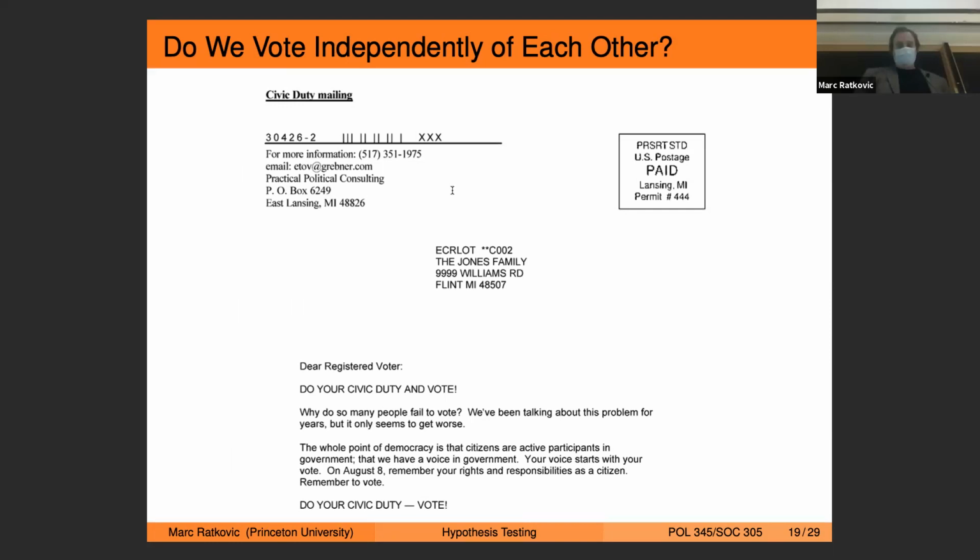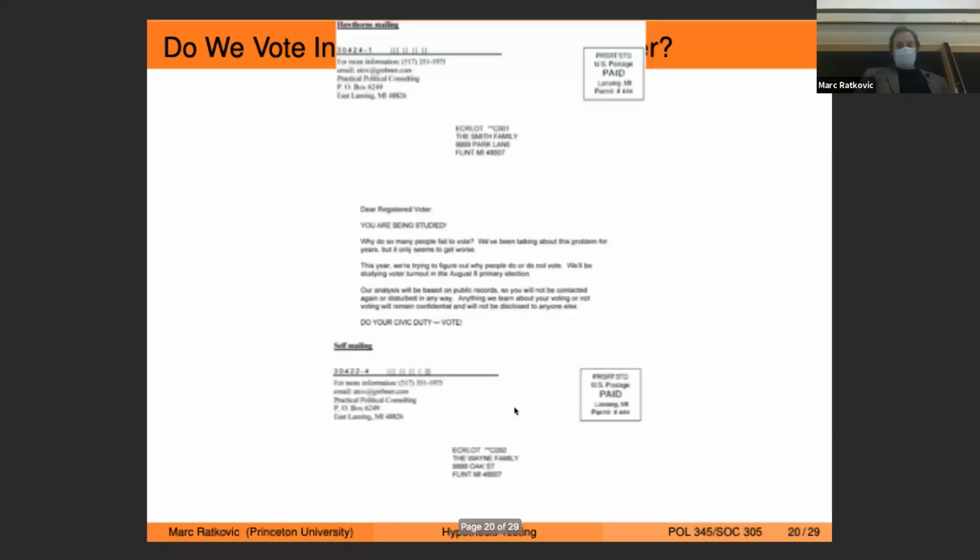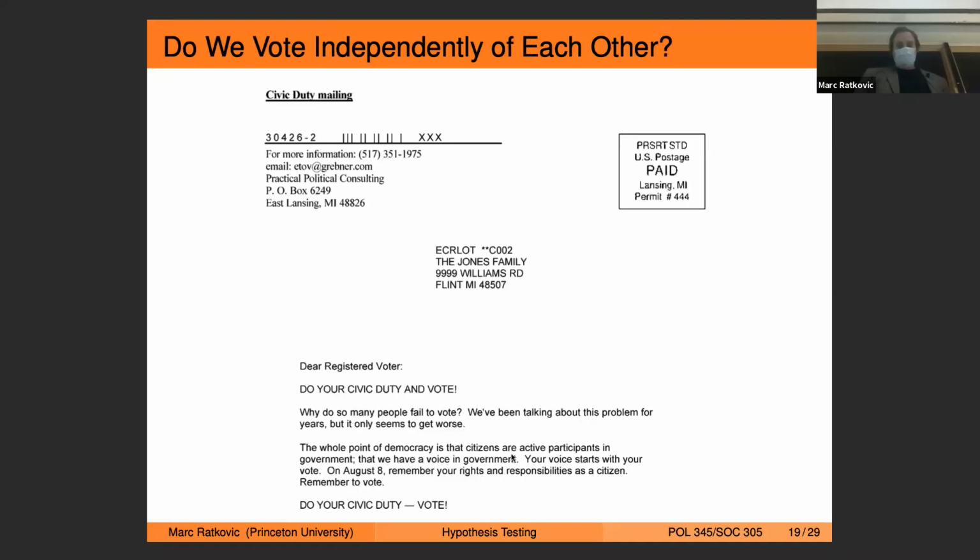We'll run through the statistical tests on this data in just a moment. In this experiment, the authors sent mailers out across Michigan to voters. They said: dear voter, do your civic duty and vote. Why do so many fail to vote? We've talked about it for years, but it seems to get worse. The whole point of democracy is that we are active participants in government. Your voice starts out at the ballot. Remember your rights, responsibilities, and remember to vote, your civic duty.